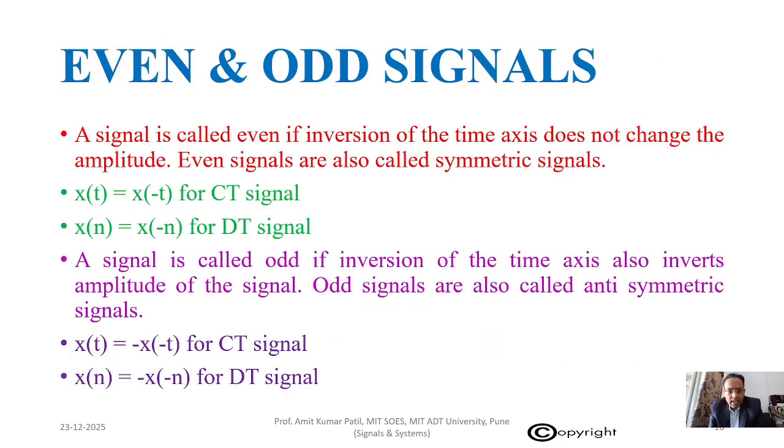Next is even and odd signals. A signal is called even if the inversion of the time axis does not change the amplitude of the signal. They are also known as symmetric signals. So for even signals, x(t) is equal to x(-t) for continuous time, and for discrete time, x(n) is equal to x(-n). A signal is called odd if the inversion of the time axis inverts the amplitude of the signal. The odd signals are also known as anti-symmetric signals. So x(t) is equal to -x(-t) for continuous time, and x(n) is equal to -x(-n) for discrete time.